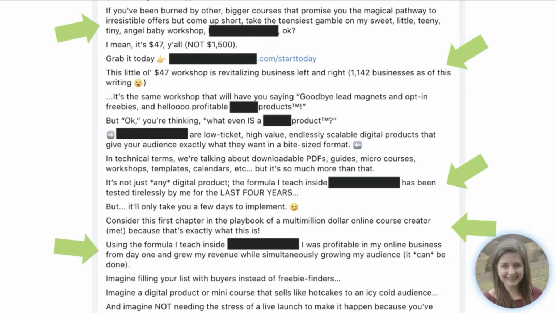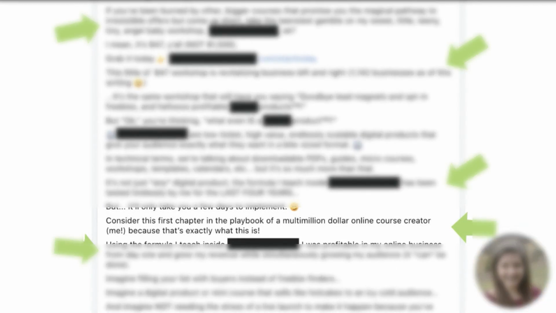I also like that the author of this ad or the creator of the system has told the audience that this is the first chapter in a playbook of a multi-million-dollar online course creator. That's a huge amount of proof, not only for the formula or for the system, but also for the person teaching it.